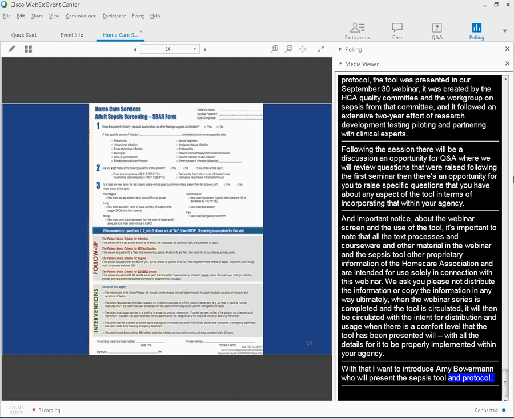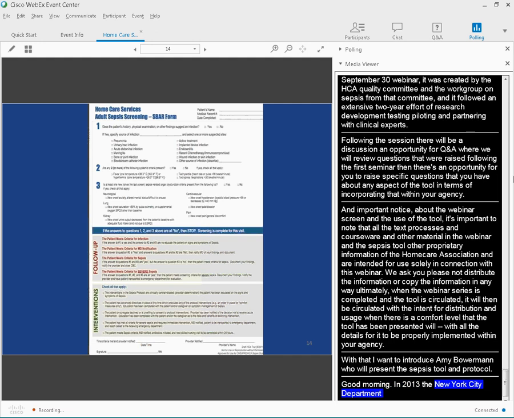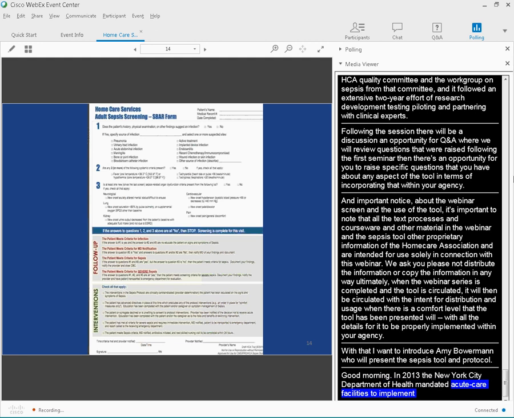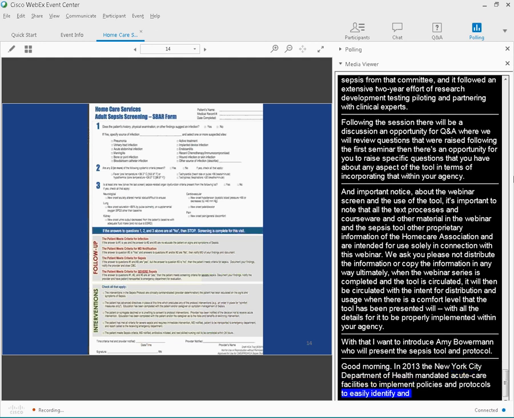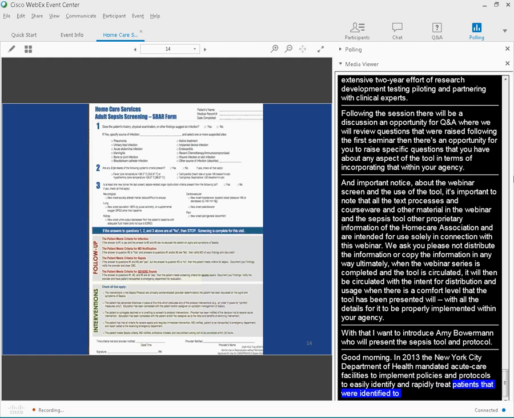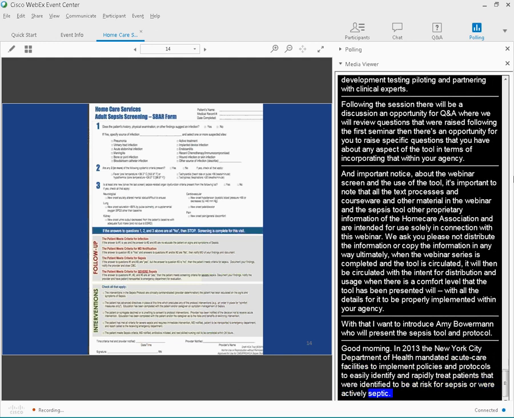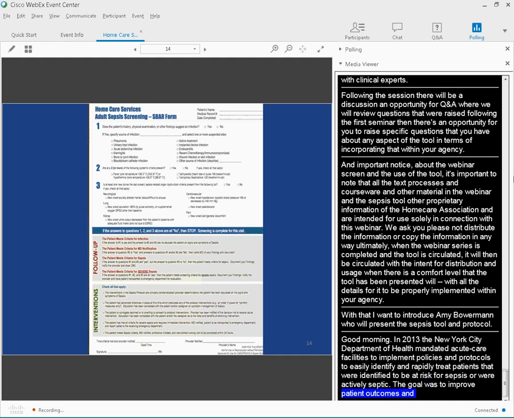In 2013, the New York State Department of Health mandated acute care facilities to implement policies and protocols to easily identify and rapidly treat patients that were identified to be at risk for sepsis or were actively septic. The goal was to improve patient outcomes and decrease mortality. Early recognition and treatment is what saves lives.